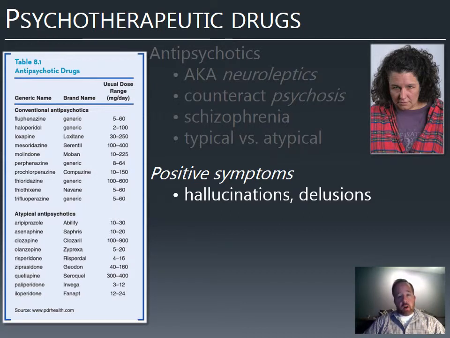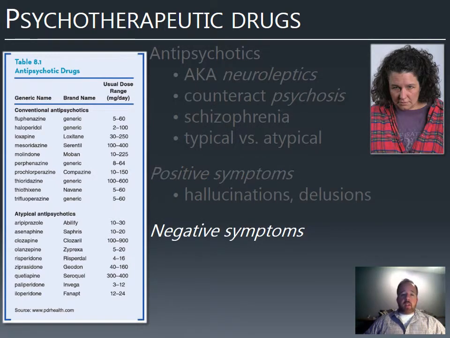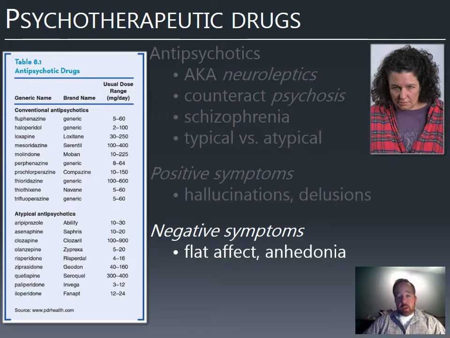Or delusions, which are fixed beliefs. Ideas, especially paranoid delusions, that someone's out to get them when they're not. So these are symptoms that are present in schizophrenics, but not in normal individuals. The flip side of that coin is the negative symptoms. And these are things that are lost when schizophrenia develops. These are things like flat affect, which is the reduced level of emotional response that you see in schizophrenic patients. You also have anhedonia, which is a decreased ability to feel pleasure, just like in the depressed patient.